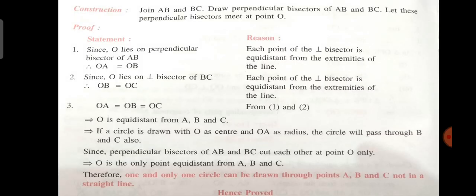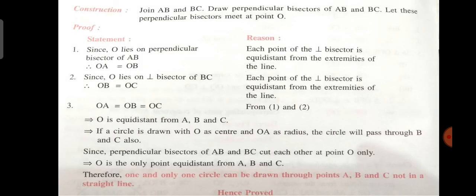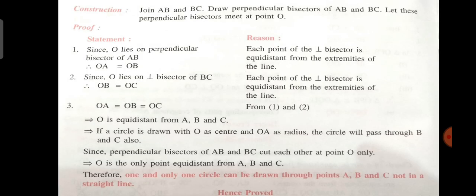Now the proof. O lies on the perpendicular bisector of AB, therefore OA is equal to OB. What is the reason? Each point of the perpendicular bisector is equidistant from the extremities of the line. Similarly, OB is equal to OC, because O lies on the perpendicular bisector of BC. So OA is equal to OB, and OB is equal to OC.